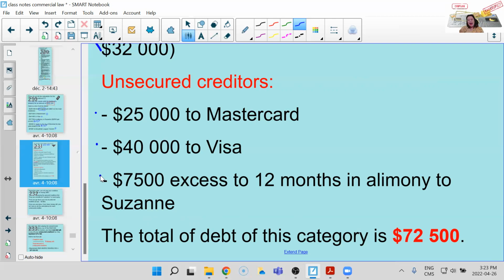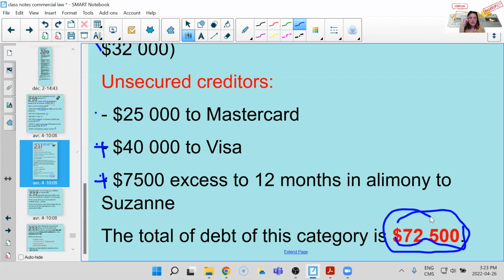So when I add 25,000 plus 40,000 plus 7,500, I have a total of 72,500. This is the total debt of my category of ordinary creditors. This is how much I owe.